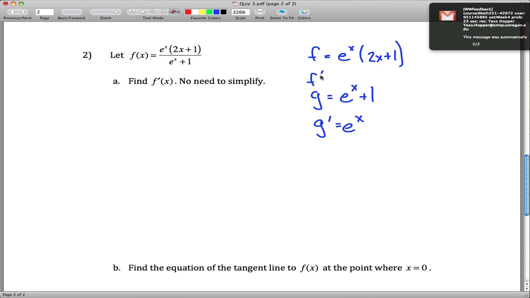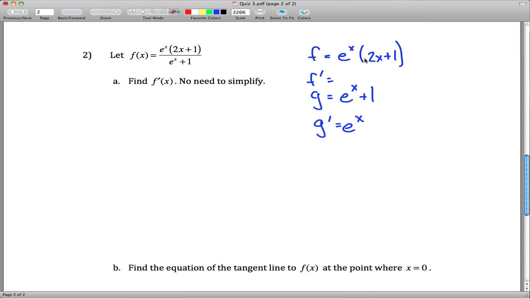The derivative of f is not so easy. Be careful with this. I saw a few people do different things. 2 e to the x was a common answer. Figured the derivative here was 2 and this was e to the x. But remember, you can't do that. The derivative of a product is not the product of a derivative. You have to use the product rule.